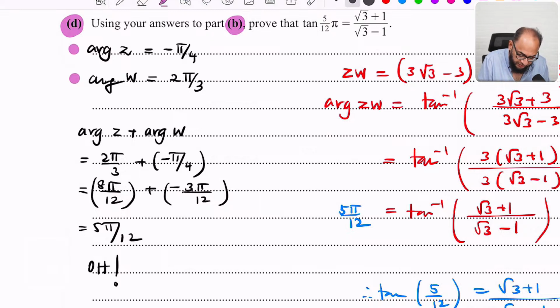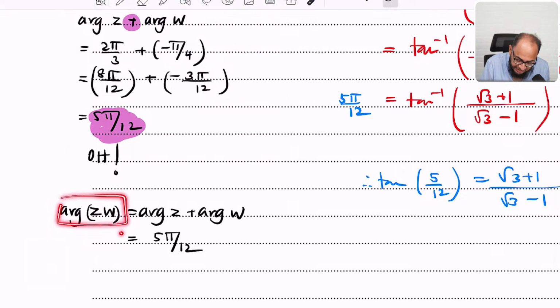I wrote the argument of w. I said, let's add it up. And what I get is 5 pi over 12. Then I realized this is 5 pi over 12 by addition of two arguments. If these angles are adding up, isn't that equal to the argument of zw? That's argument of z plus argument of w. That is 5 pi by 12.